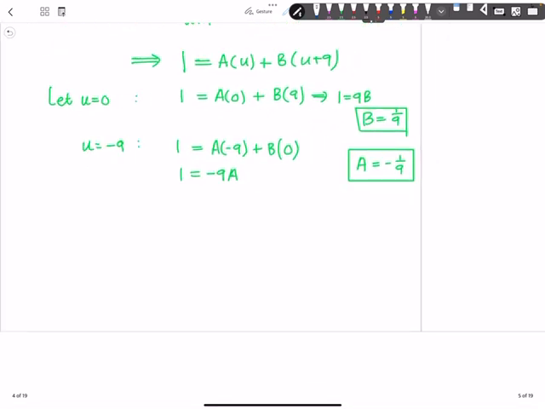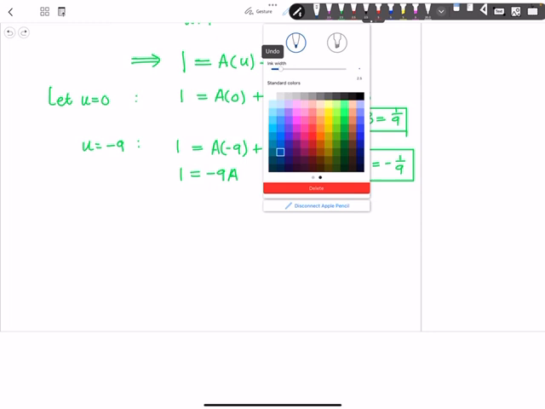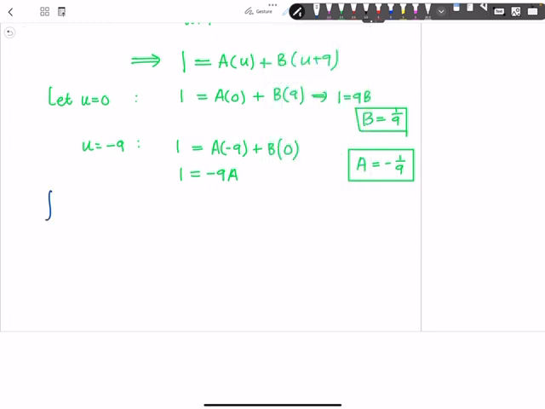This means the original problem is going to turn into the integral of negative 1 over 9, this is just a coefficient, over u plus 9, plus 1 over 9 divided by u, du. It doesn't matter what a and b are as long as you are consistent with the way that you originally set it up. A goes with the term u plus 9, b goes with the term u.